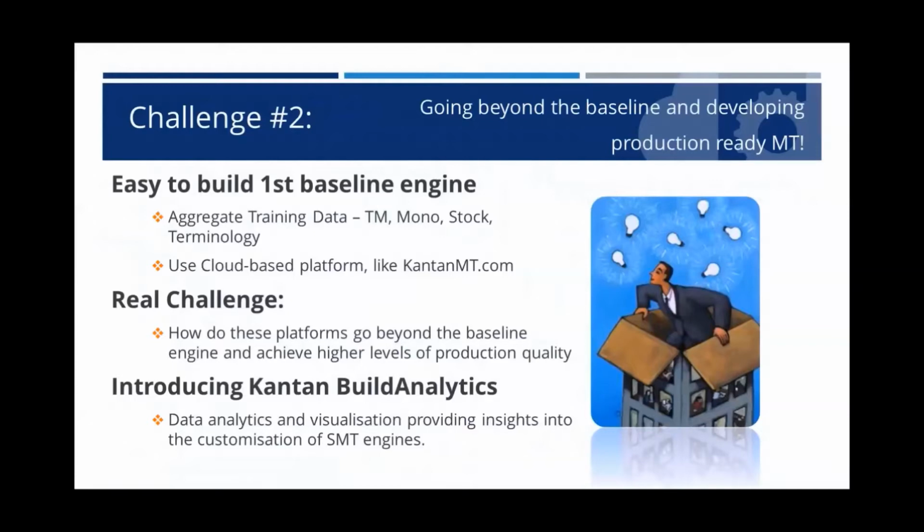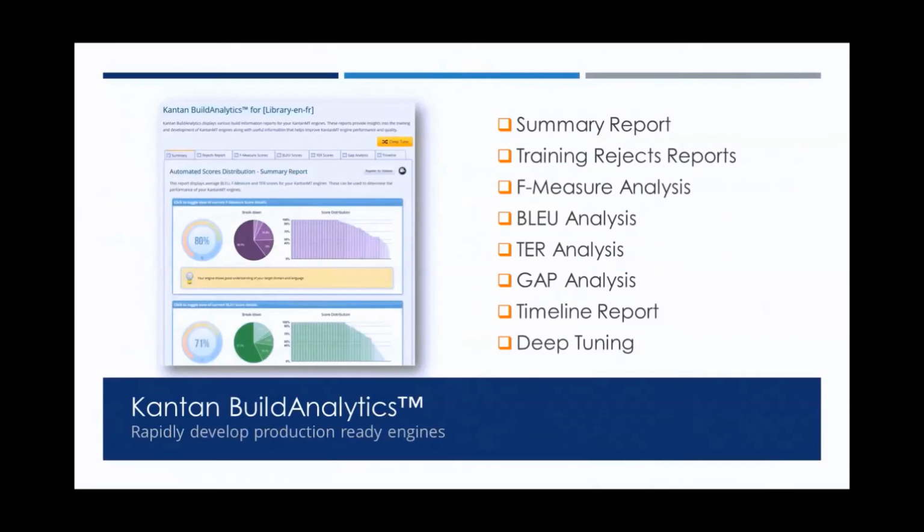So building the first engine is a relatively simple process on the Kantan platform. You upload several types of training data. We use our data cleansers to cleanse that data into a normalized format that's suitable for machine learning. And then we actually score that engine automatically for you or measure the success of that engine automatically for you. But the real technique is how do you go beyond that baseline build and improve that engine to get it to a level of production quality that you can actually deploy in a project.